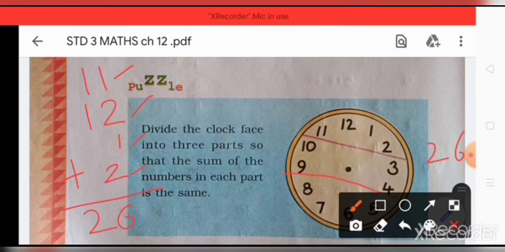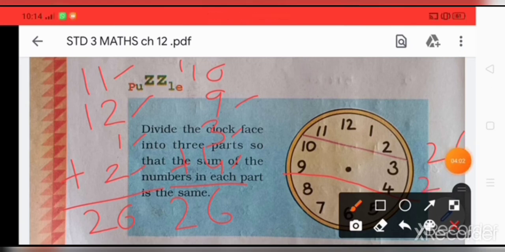Then next one, which is the next one? This is the next one. Which are the numbers? 10, 9, 3, 4. 4 plus 3, 7. 7 plus 9, 16. 16 plus 10, 26. Then the sum is 26.